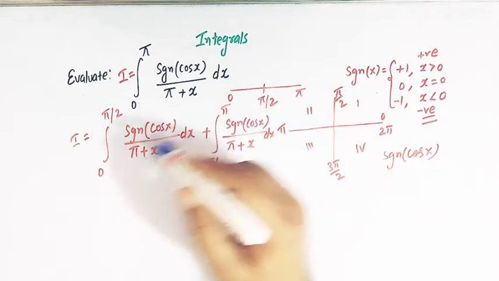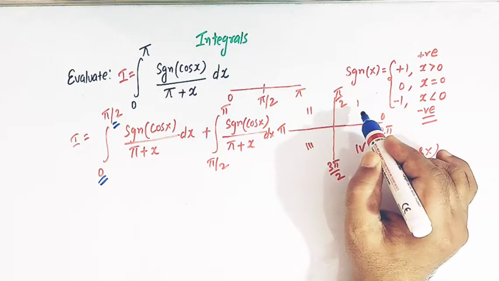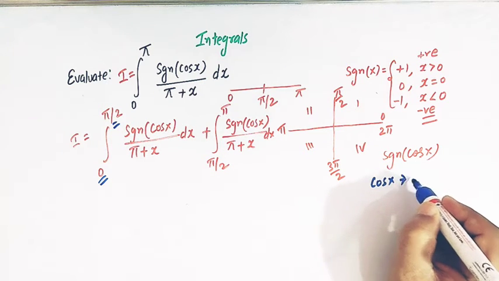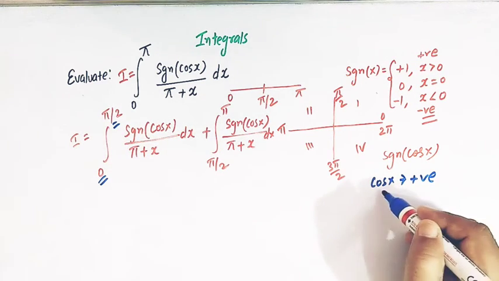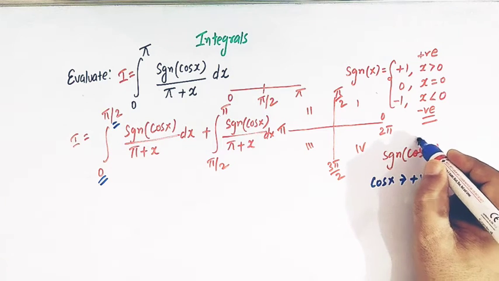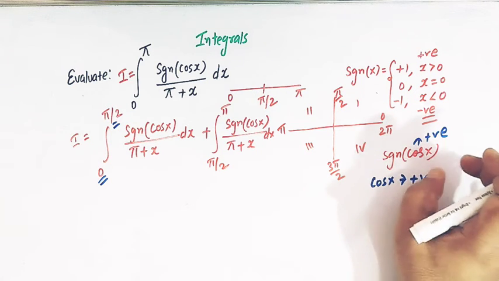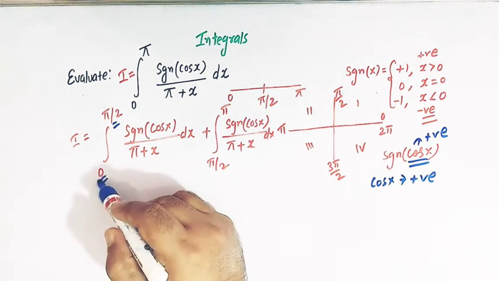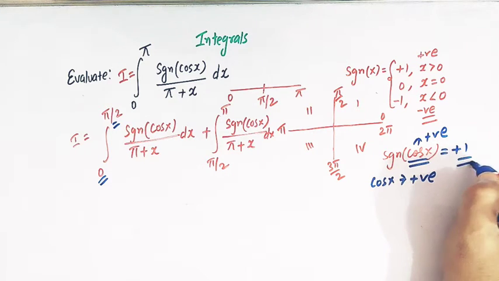When we go from 0 to pi by 2, we are confined to the first quadrant, and in the first quadrant cosine x is positive. So the quantity inside the signum function is positive, and signum of cos x takes the value plus 1 when we go from 0 to pi by 2.